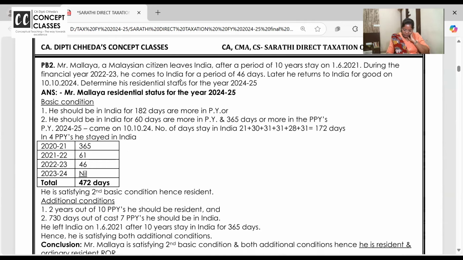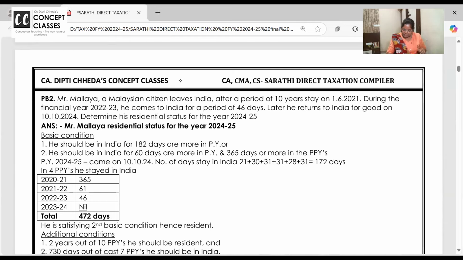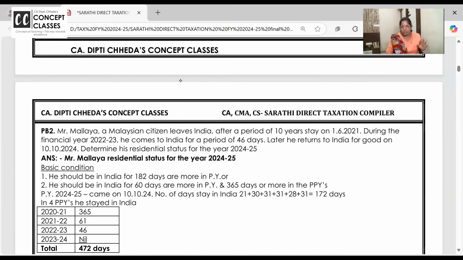Okay, now we'll check this. This also I want all of you to solve in the notebook. Don't check the answer now. Mr. Malaya, a Malaysian citizen. Now, ma'am, you are giving Malaysian citizen, Singapore citizen, what is this? Of no use. We are checking residential status.